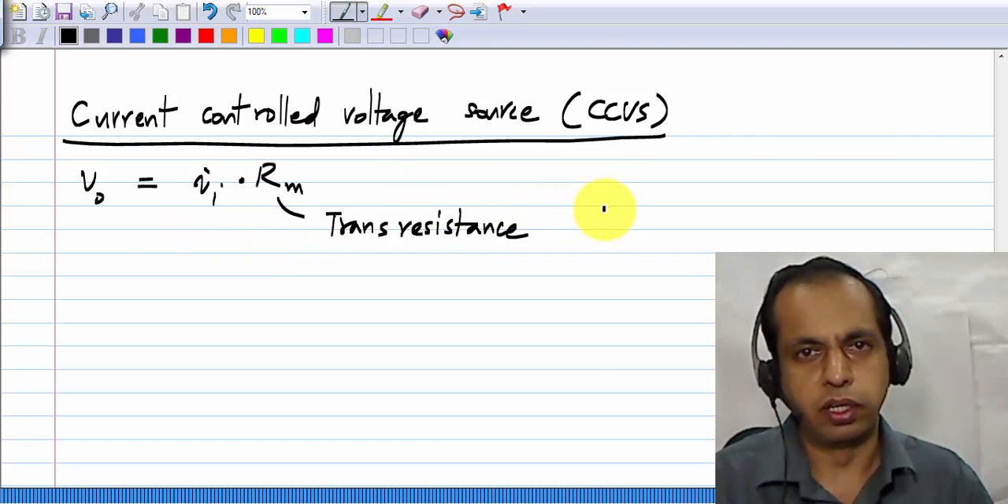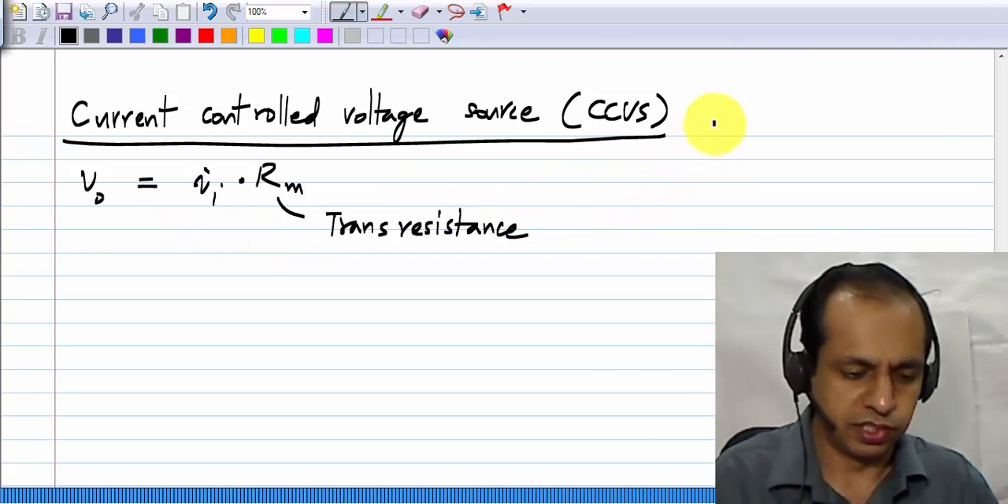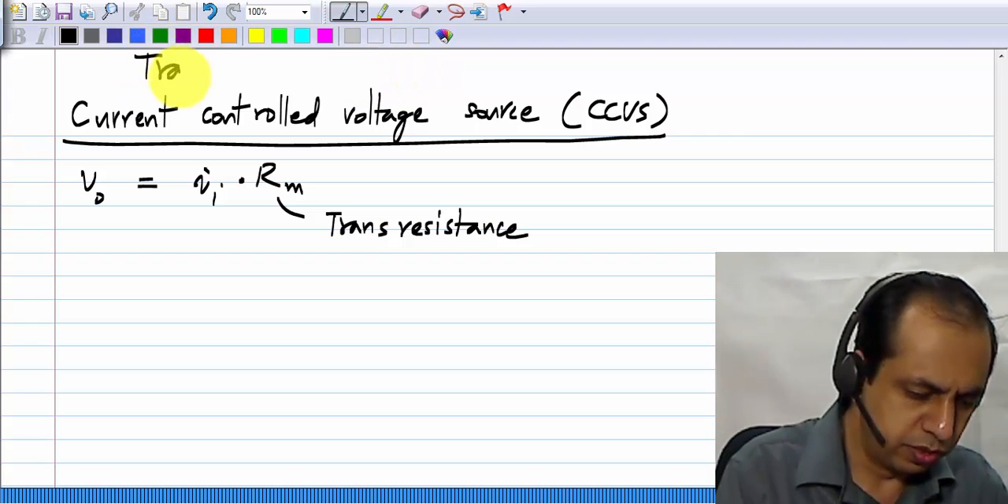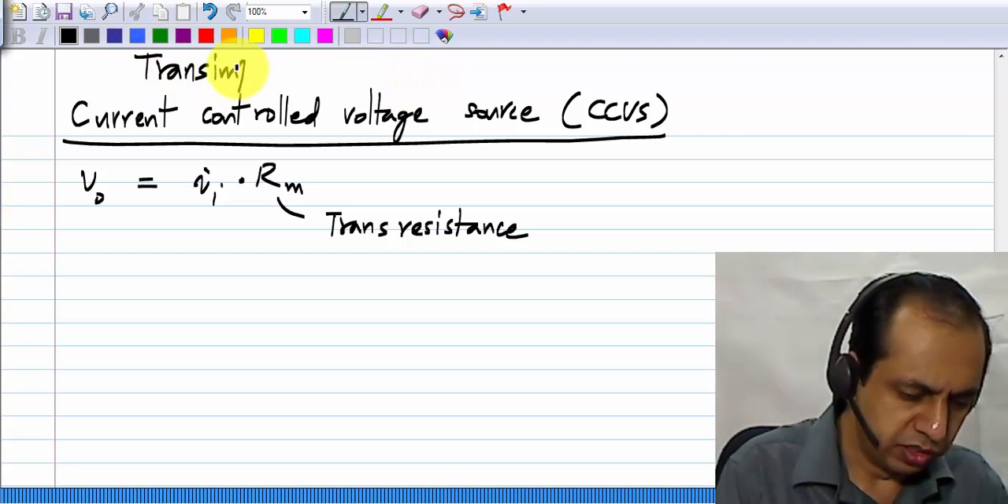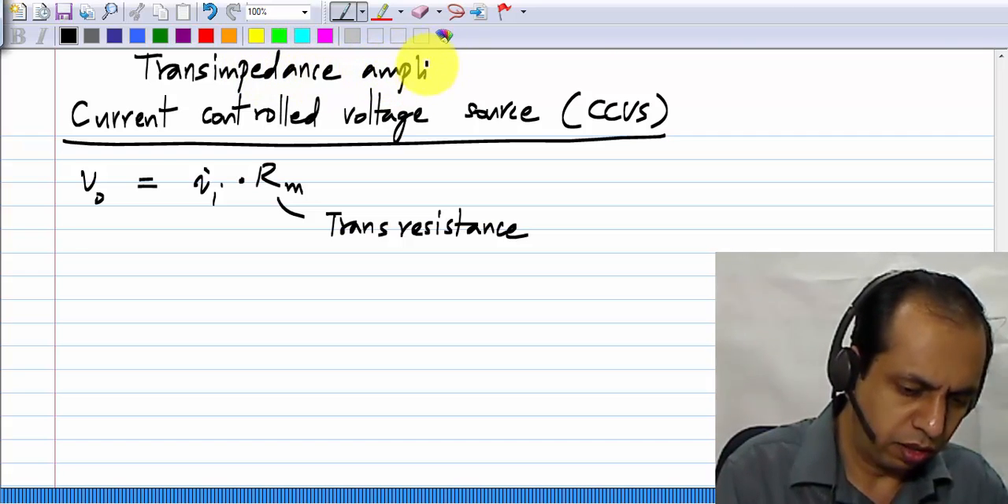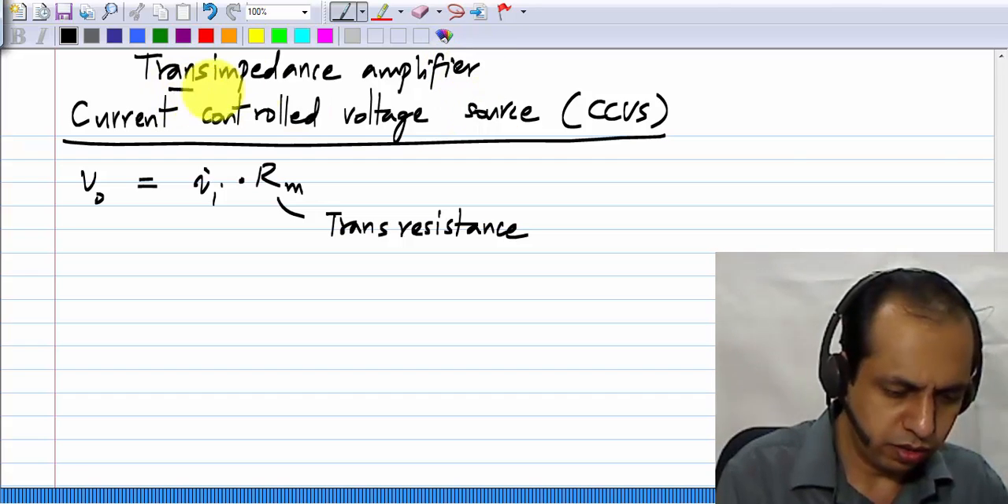Okay, it is the ratio of voltage to current, but not between the same two terminals. And because a current controlled voltage source realizes a transresistance, sometimes it's called a transresistance, or usually transimpedance amplifier. Okay.